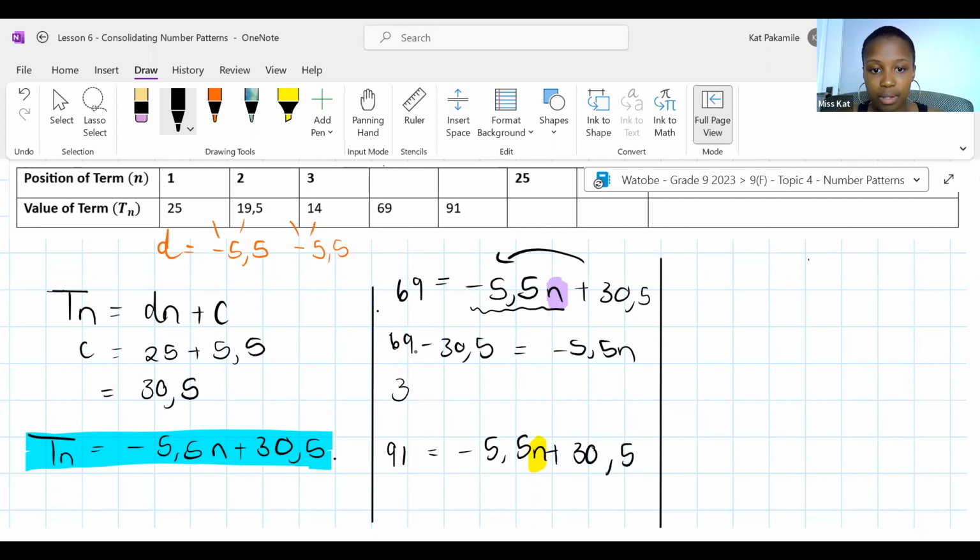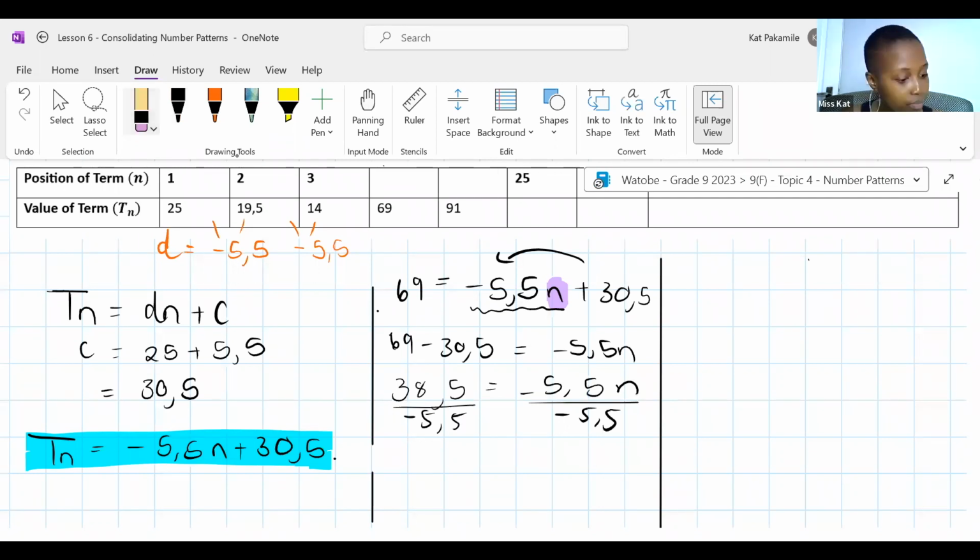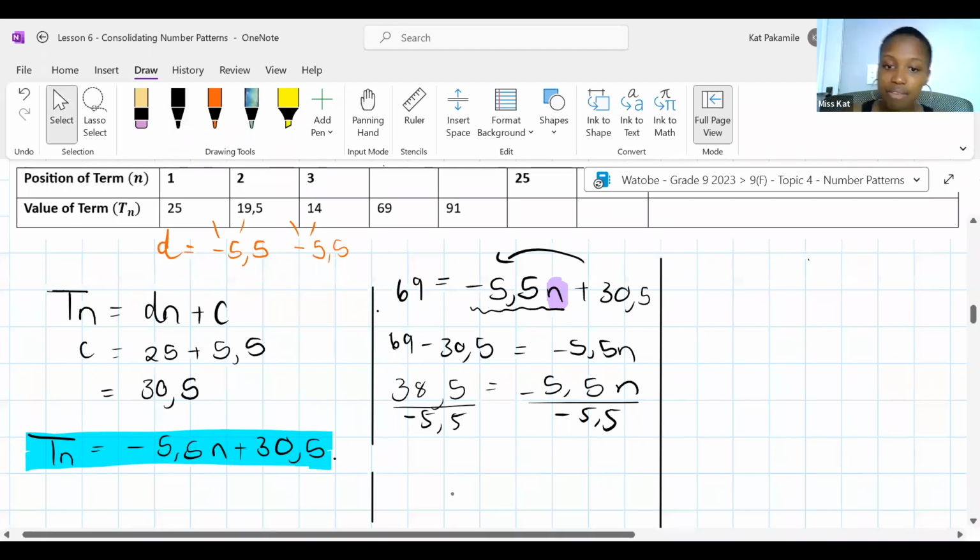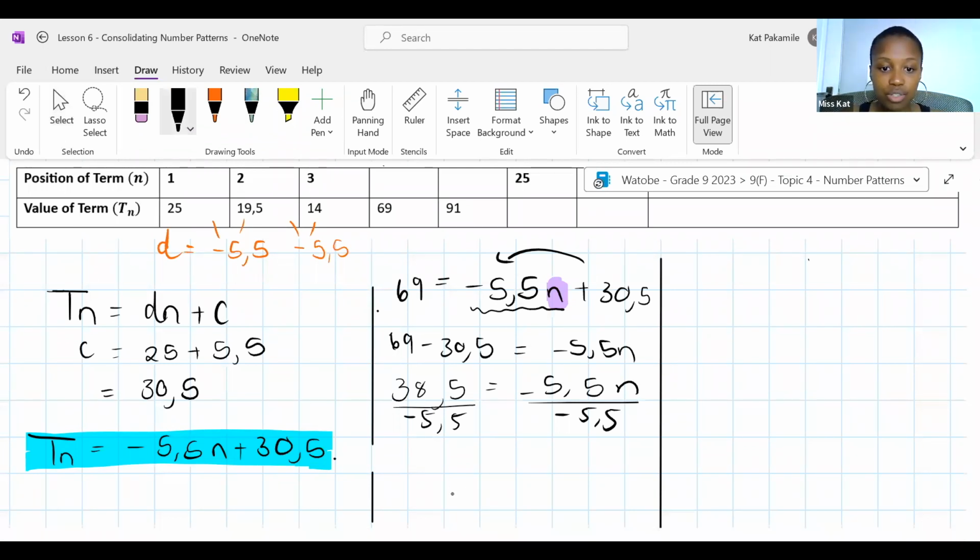38,5 equals negative 5,5n. To get rid of negative 5,5, we have to divide both sides. I need you guys to give me something. Are you lost? Why are we all so quiet? Remember, I can't help you if we are quiet and not saying anything. Then we divide both sides by 5,5. Therefore, the position for 69 is 7.